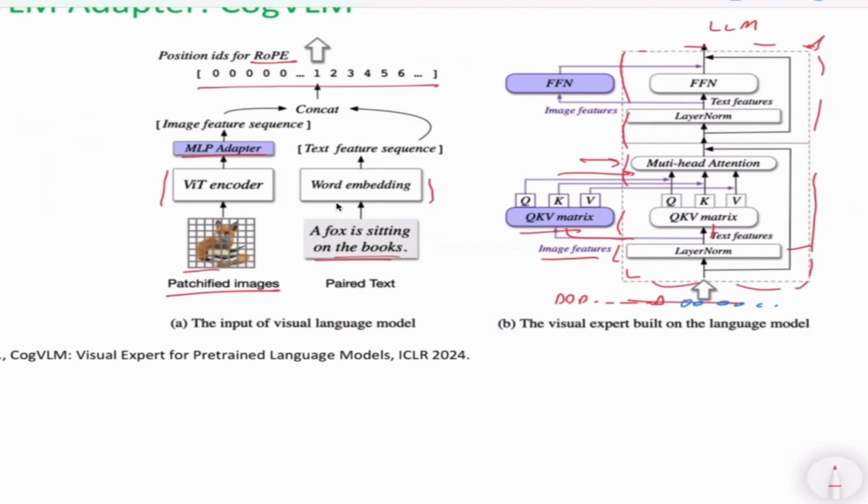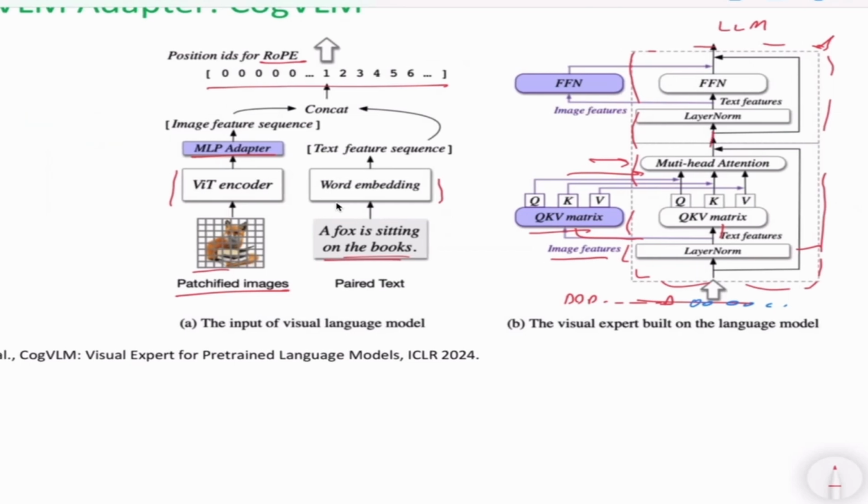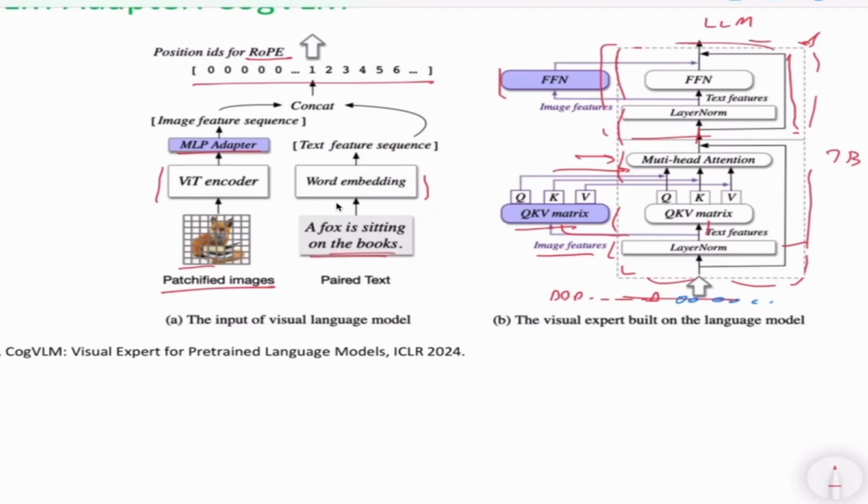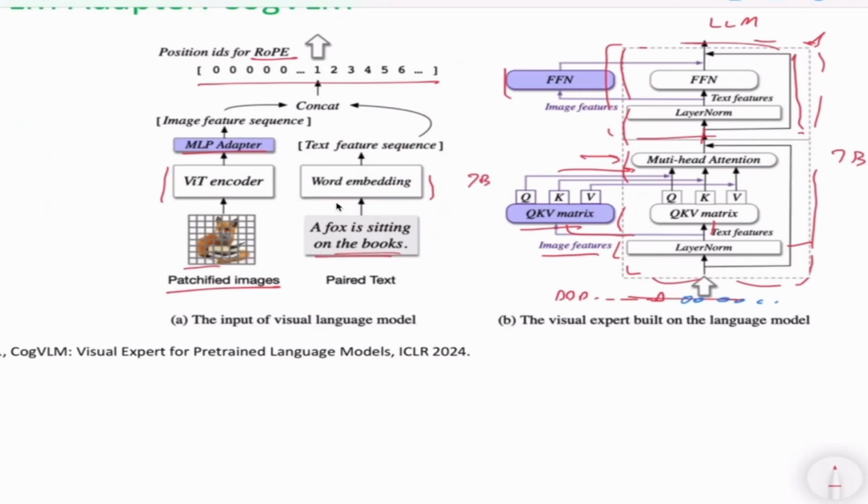After that, you pass it through the feed forward network. So this is your feed forward network here, and there is a feed forward network for vision. So basically, what you are doing is that if there are 7 billion parameters for language, there will be 7 billion parameters for vision as well. So you have 5 billion parameters for the vision encoder, 7 billion parameters for language, and in parallel you have 7 billion parameters for vision.